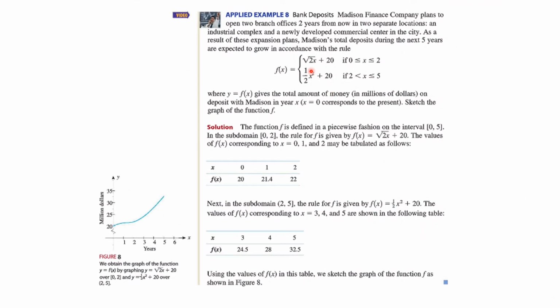So the graph of this is going to look like the square root of 2x, so it's going to be growing slowly until you get to 2. And then at 2, it takes off looking like a parabola. And so there's where the graph changes, and those are the values that you see.